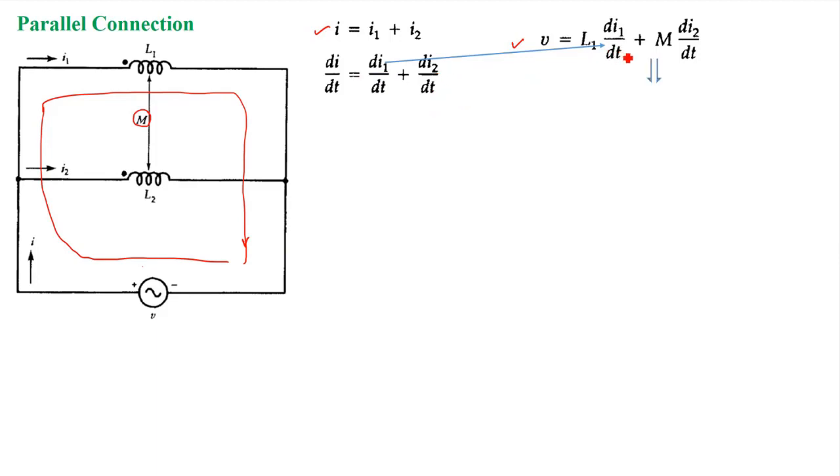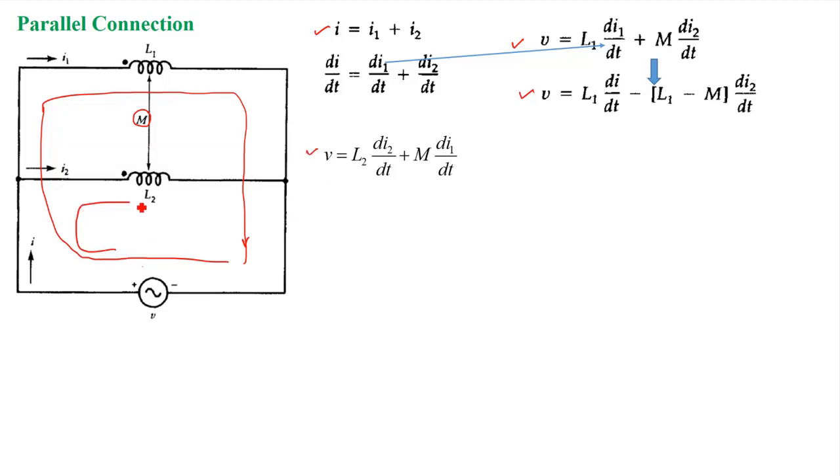By substituting this in this equation, it will give me the voltage equation L1 di by dt minus L1 minus M di2 by dt. Again, if we write the voltage equation V considering the second loop, then V will be equal to L2 di2 by dt plus M di1 by dt. And again, by substituting di1 by dt in this equation, I find the voltage equation will be M di by dt plus L2 minus M di2 by dt.